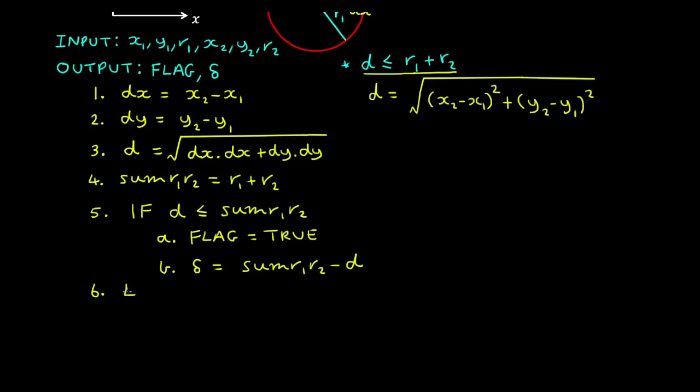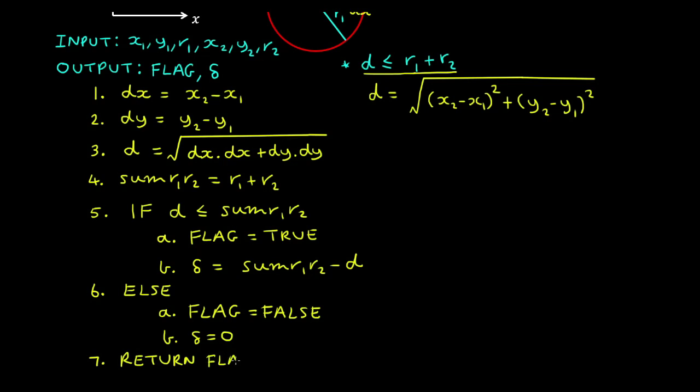Now otherwise, no collision occurred, so we set flag equal to false, and the penetration depth to 0. And finally, we return the value of the flag to indicate if a collision occurred and the penetration depth between the spheres.